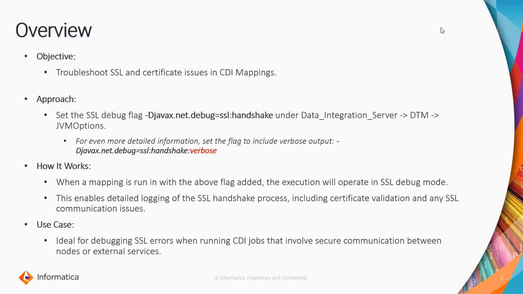Once the mapping is executed with this flag, the job runs in SSL debug mode. This generates detailed logs of the entire SSL handshake process, including certificate validation steps and any potential SSL communication failure. This method is especially helpful when troubleshooting SSL errors in CDI mappings that interact with secure external services or involve encrypted communication between machines. By enabling SSL debug mode, we get complete visibility into what's happening behind the scenes during the SSL negotiation. Now let's see a demo on how we can enable the SSL debug logging for CDI mappings.